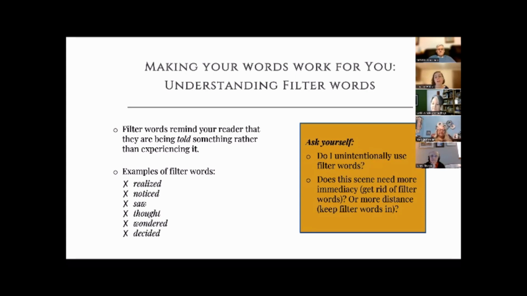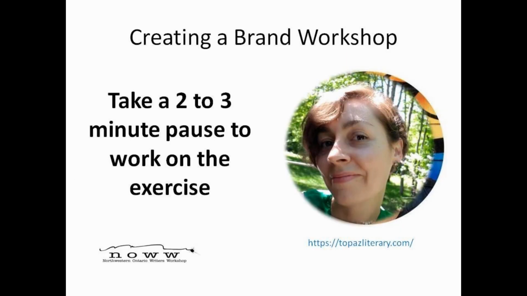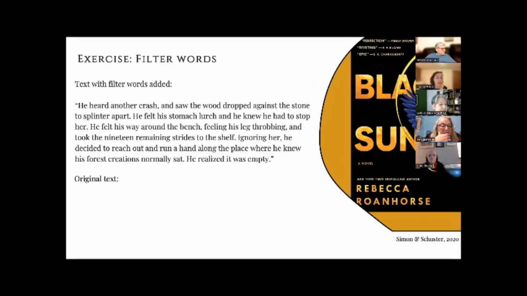So here's another exercise for you, and I feel terrible about this one because I've taken this excellent book called Black Sun by Rebecca Roanhorse, and I have just butchered this passage of it by adding in a whole bunch of filter words. So once again, I'm going to give you 3 minutes to have a go at removing any unnecessary filter words from this passage.